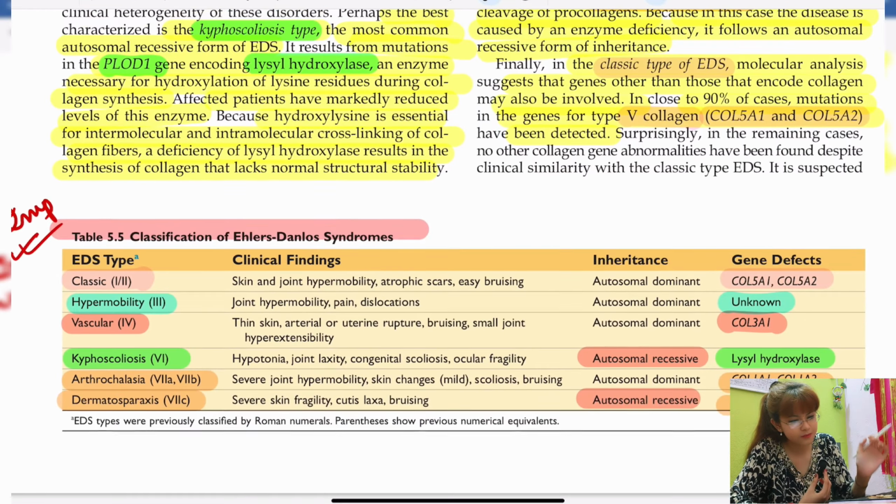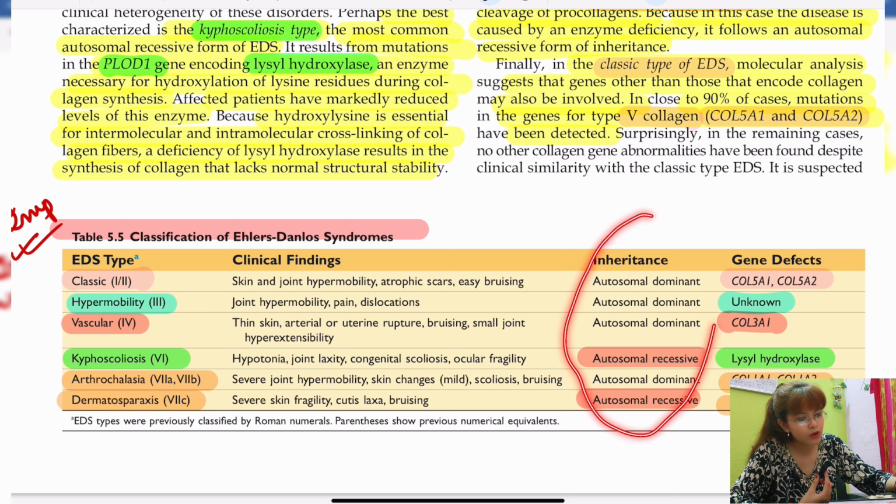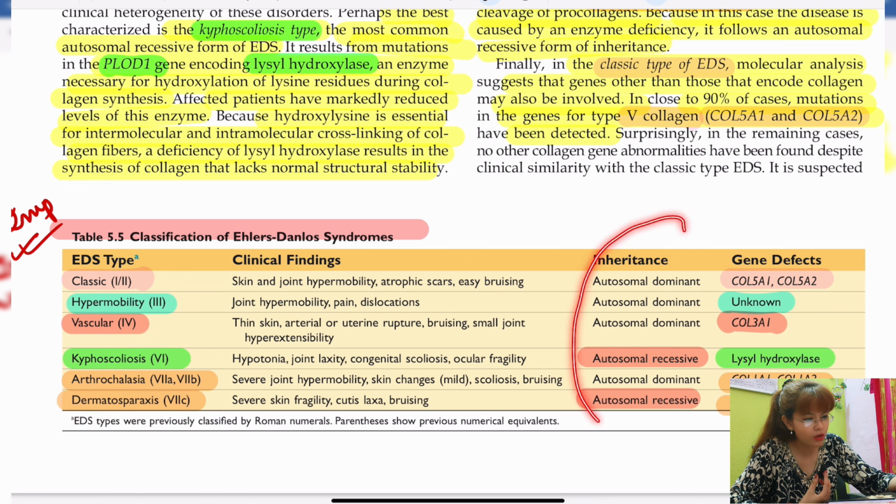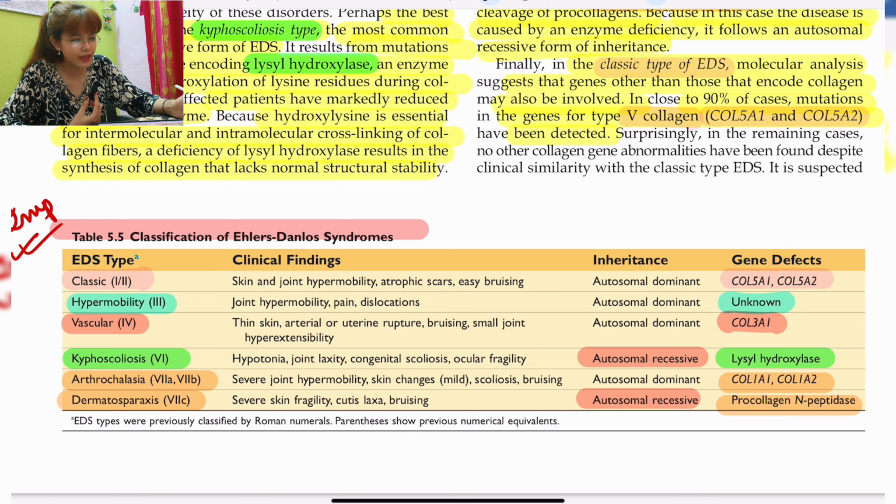You see this chart, again a very important chart. There are so many types of EDS. Classic type is types 1 and 2, hypermobility is type 3, vascular is type 4, kyphoscoliosis is type 6, arthrochalasia is type 7, and dermatosparaxis is type 7C. All of these are autosomal dominant except the kyphoscoliosis type and the dermatosparaxis type. These two are autosomal recessive; all the others are autosomal dominant. These genes are very important. Classic involves the COL5A1 and COL5A2 genes.